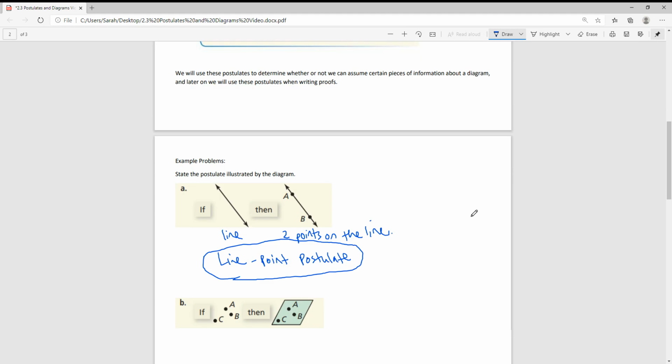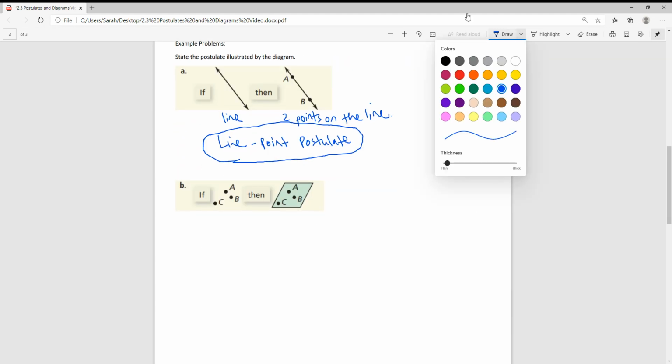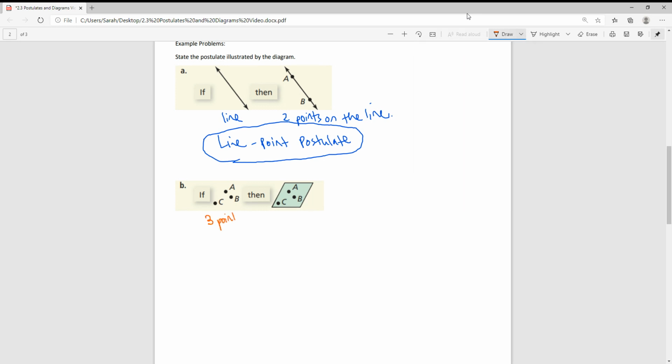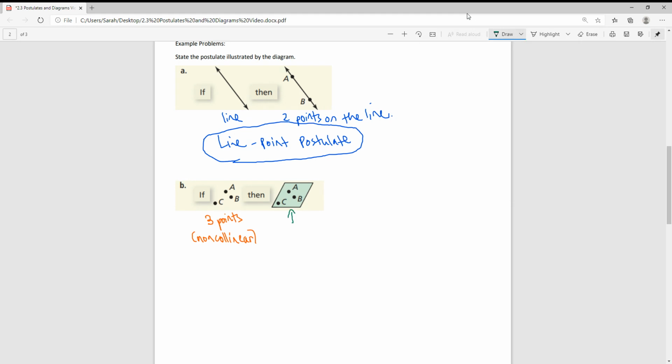Okay, let's try another one. What do I have going on in the pictures here in example B? I have here 3 points. You might notice that they are not all collinear, so we would say non-collinear. And then what do we notice about what happens in the next picture? Now we have a plane with those 3 points. That plane, the green plane, is containing all 3 of those points.